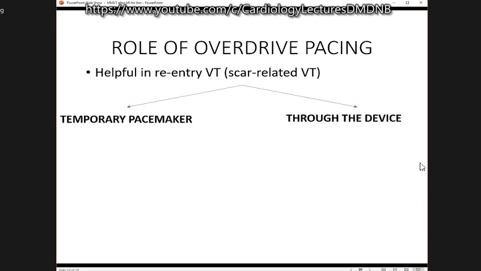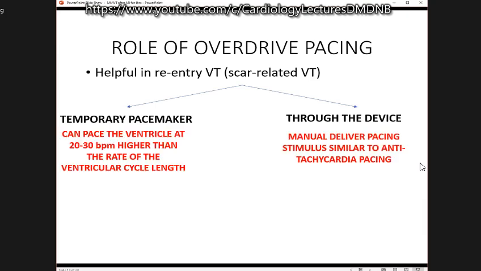So the role of overdrive pacing. I think Vikram and Karthikeya sir spoke about the usefulness of overdrive pacing in a reentry circuit. So it can be done two ways in this patient. We can put in a temporary pacemaker and pace the ventricle at a slightly higher rate than the tachycardia cycle length, or since the patient already has an ICD, we can manually deliver pacing stimulus similar to how anti-tachycardia pacing works.